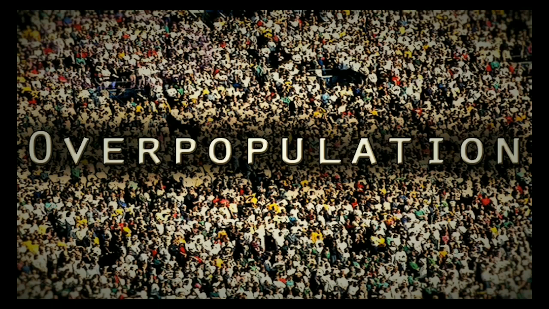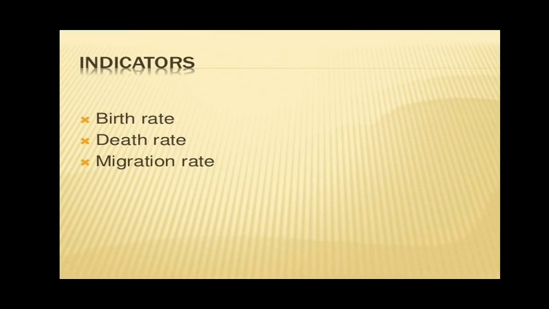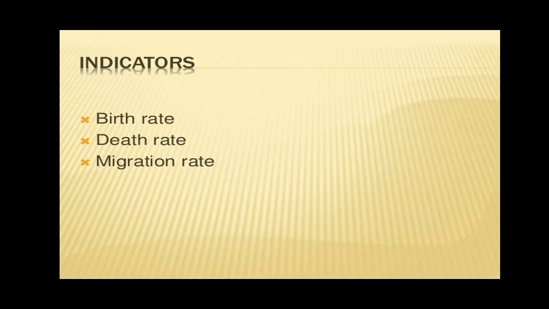Moving on, there are three major factors that determine population change. They are birth rate, death rate, and migration. We will look at them one by one. Firstly, we'll be discussing birth rate. The number of live births per 1,000 of the population during a particular year can be termed as the birth rate. And the number of deaths per 1,000 people in a country can be termed as the death rate.